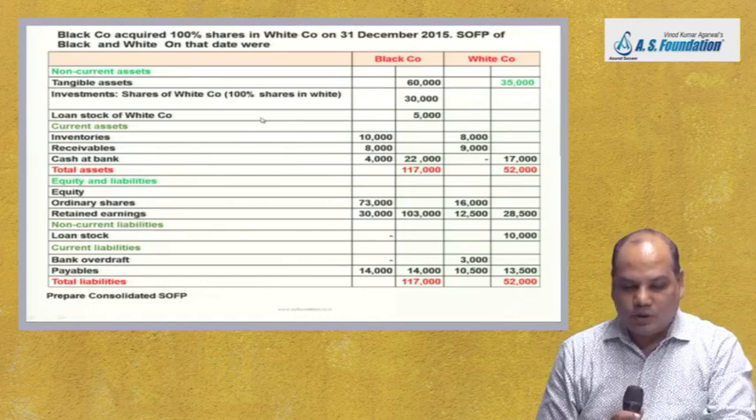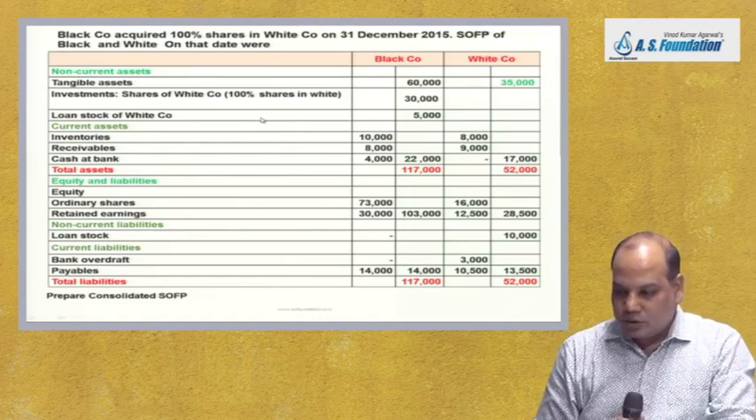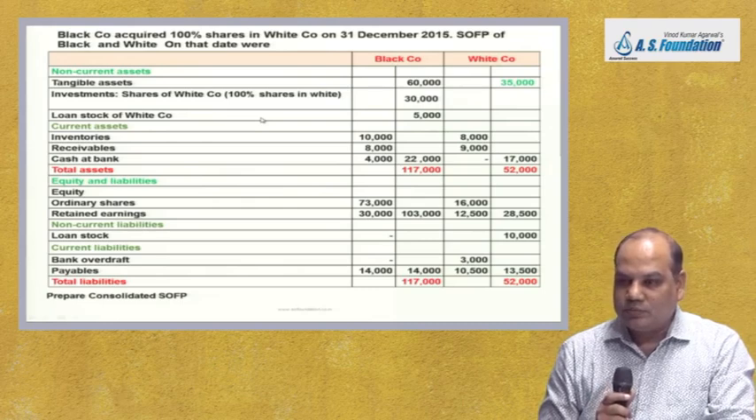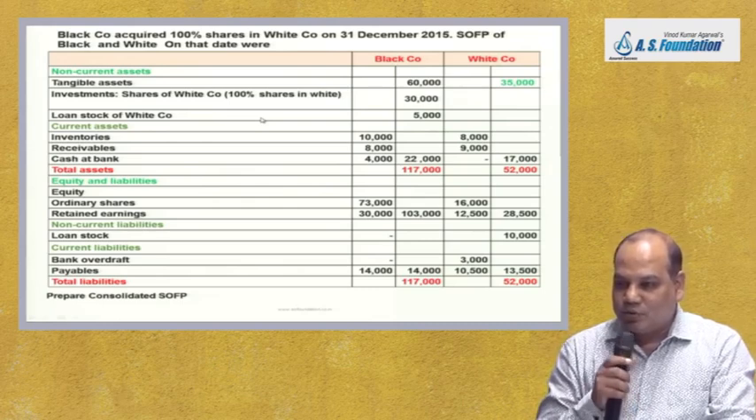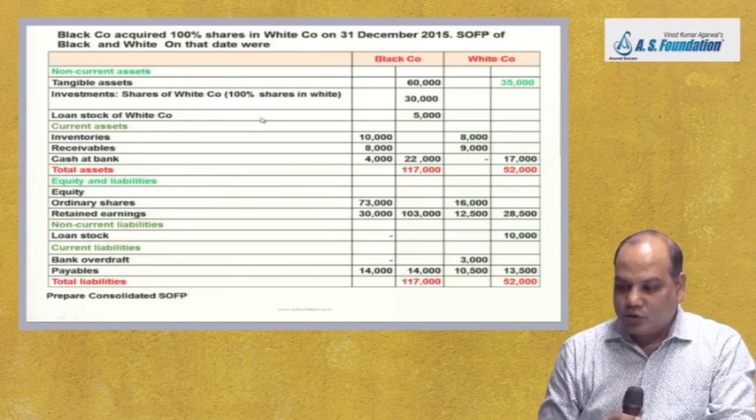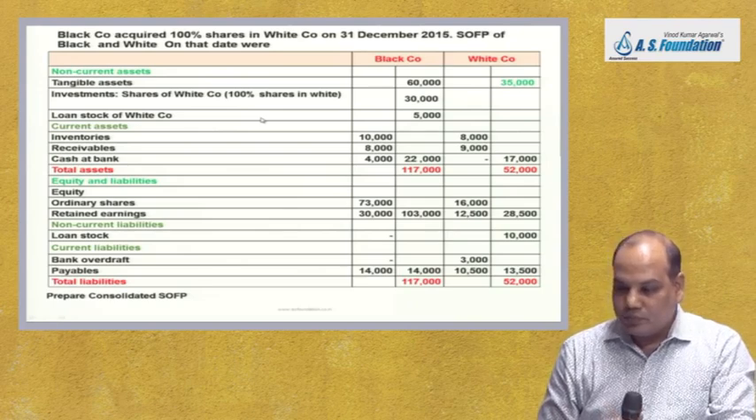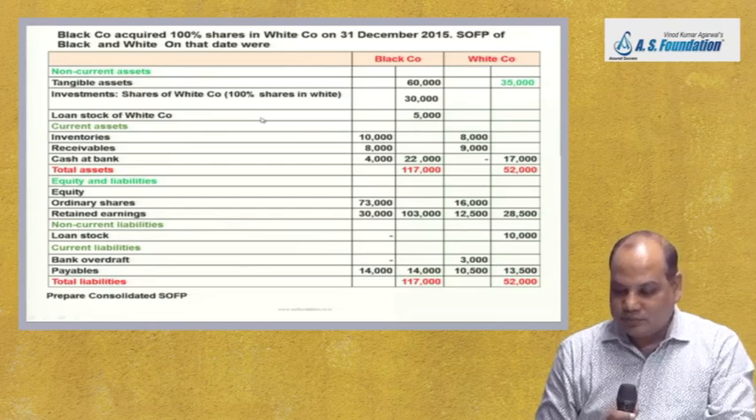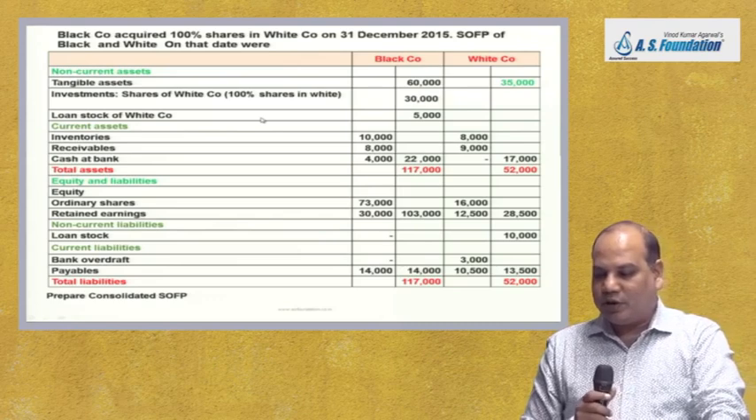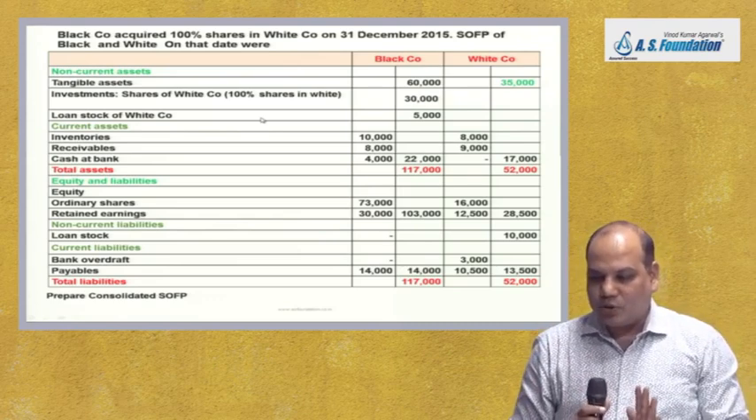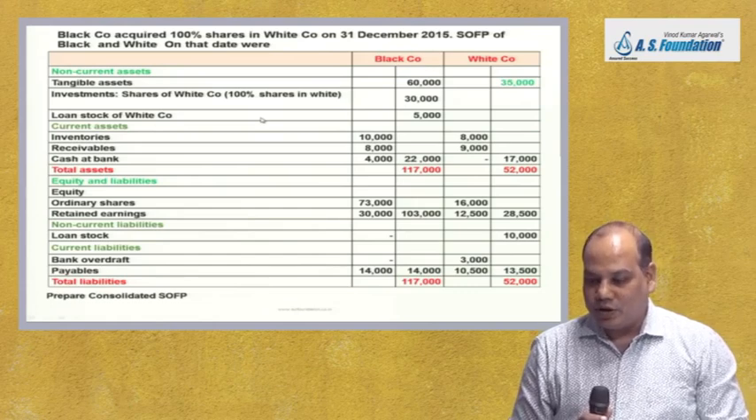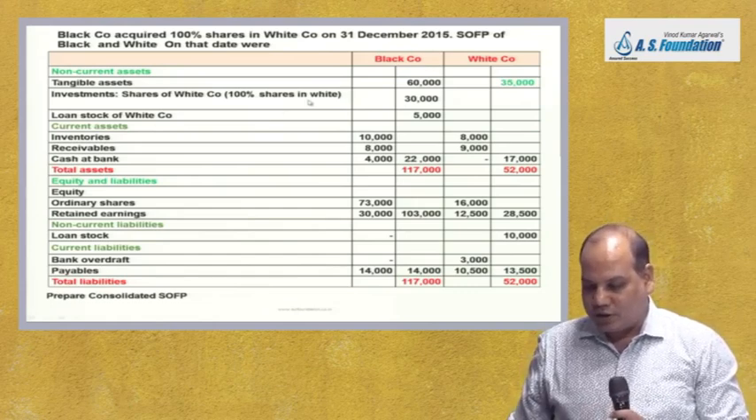Start. Black company acquired 100% share in white company on 31st December 2015. SOFP of black and white on that date were: non-current asset, under that tangible asset, investment, and there is only one investment, that is shares of white company 100%. So this problem will not have NCI. Correct? Loan stock of white, tick tick.